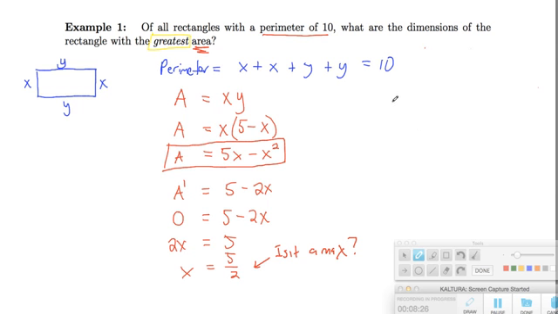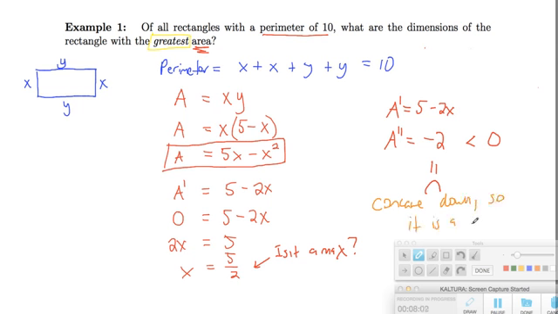Now remember that the first derivative is 5 minus 2x, right? That means that the second derivative, which is the derivative of the derivative, is negative 2. Well, since negative 2 is always a negative number, means that you're frowny face or concave down. So because we're always concave down, that means we do have a max.